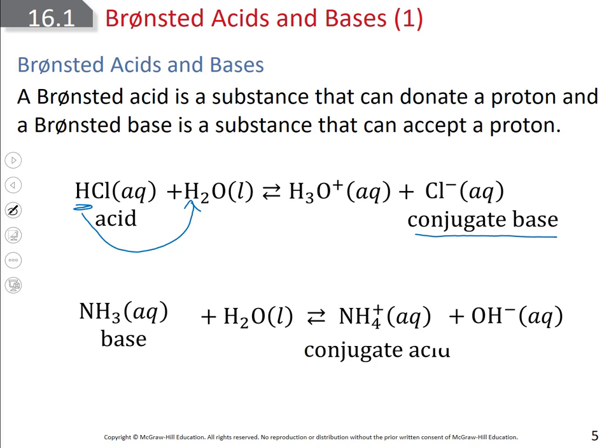Likewise with a base, here we have ammonia acting as a base, so that means it's going to accept a proton. In this case, it's going to accept one of the hydrogens from the water and turn ammonia, NH3, into ammonium, NH4+. So the conjugate acid is what is left over once a base has accepted a proton. So in an acid-base reaction, an acid will turn into its conjugate base, and a base will turn into its conjugate acid.